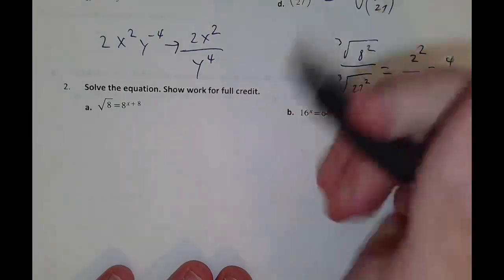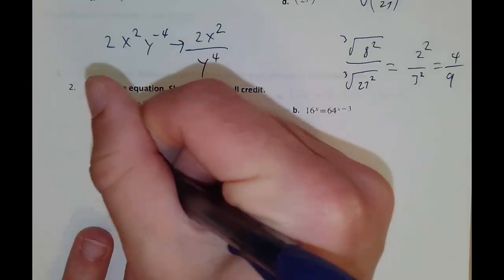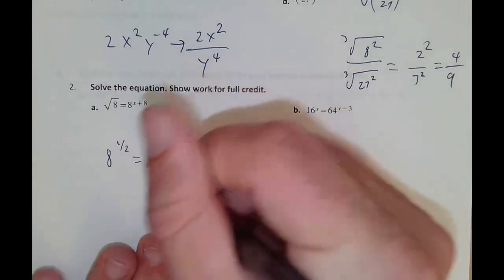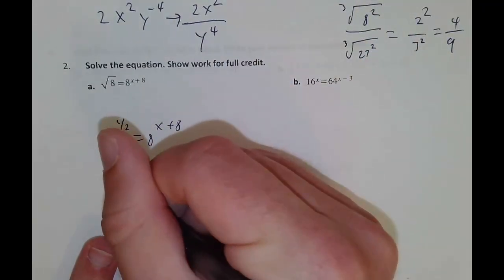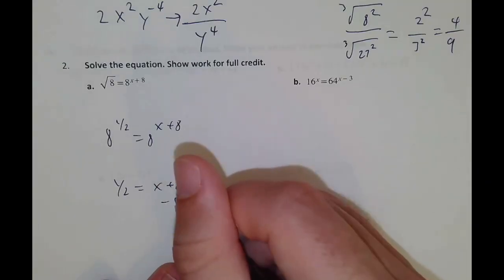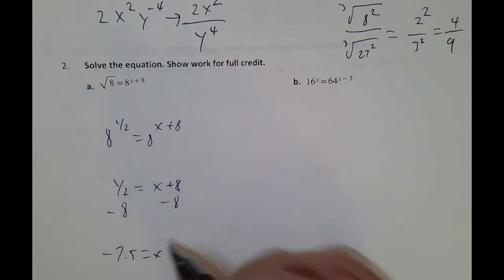All right, we got some exponential equations. We've got to make the bases the same. So root 8 is the same as 8 to the 1/2. So 8 to the 1/2 equals 8 to the x plus 8. We're going to make those exponents equal to each other. 1/2 equals x plus 8. Subtract 8, subtract 8. Negative 7.5 equals x.